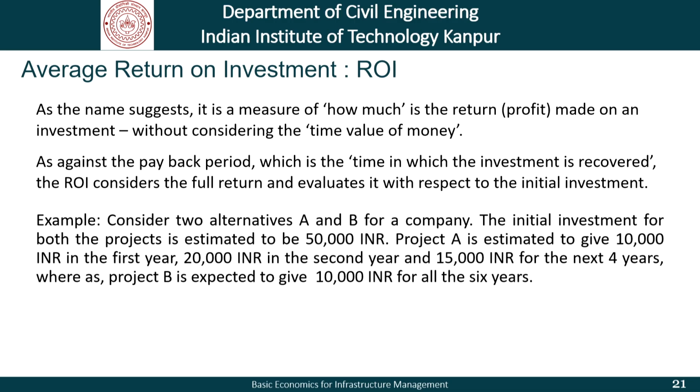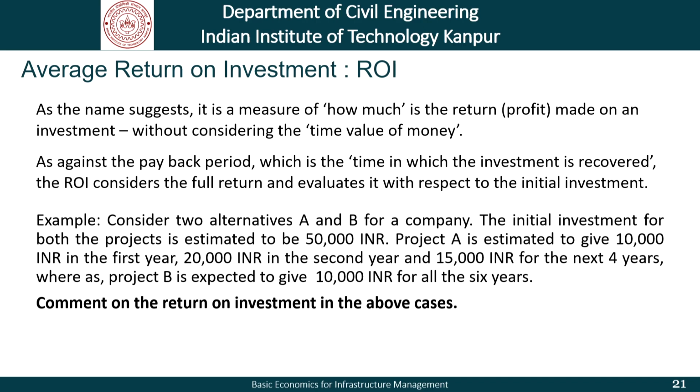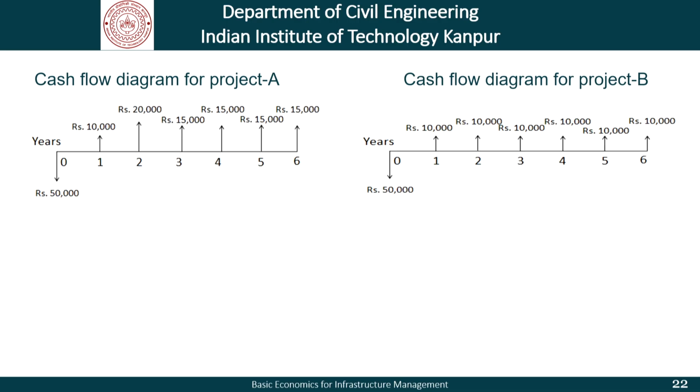So, now let us look at this example which we just solved with the payback period approach. We had two alternatives A and B for a company. The initial investment in both the projects is estimated to be 50,000. Project A is estimated to give 10,000 in the first year, 20,000 in the second, and 15,000 in the next 4 years, whereas project B is expected to give 10,000 for all the 6 years. So, what we are doing now is to talk about this example in terms of return on investment in the two cases.